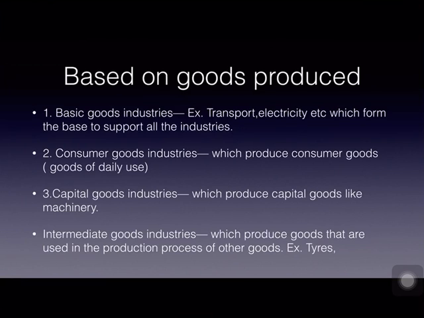So, intermediate goods industries. Intermediate goods industry means industries which produce goods that are used in the production process of other goods. They are not final goods. They are not used or consumed by the people. They are used in the production process of other goods. And such industries are called intermediate goods industries, like tires.